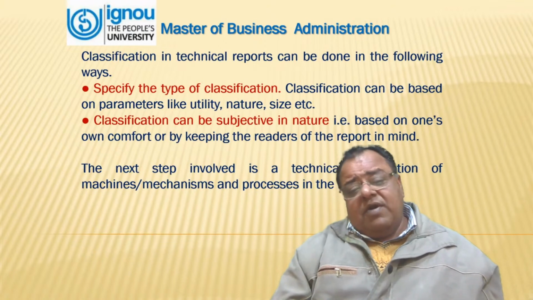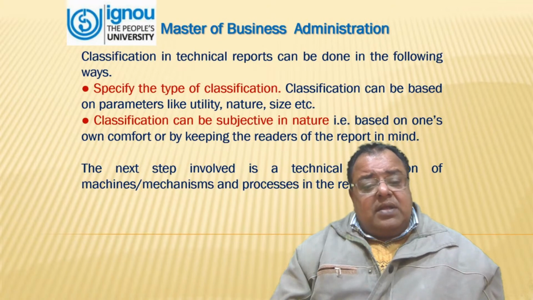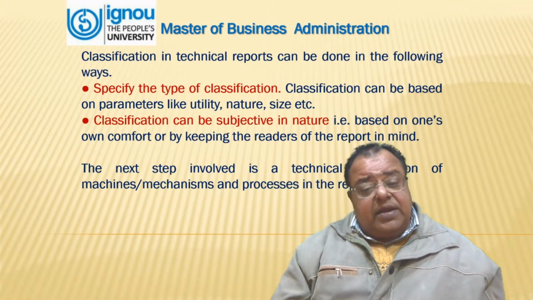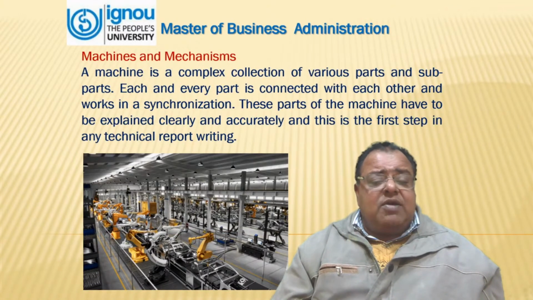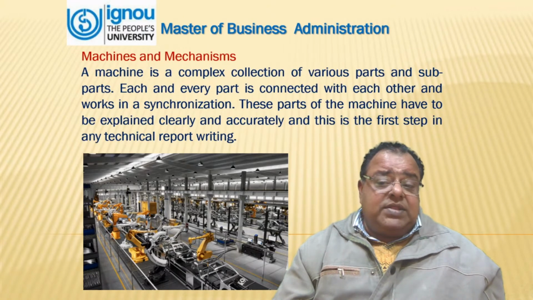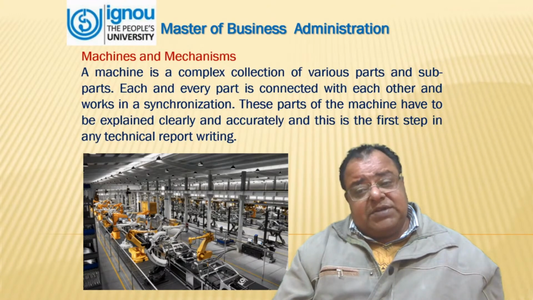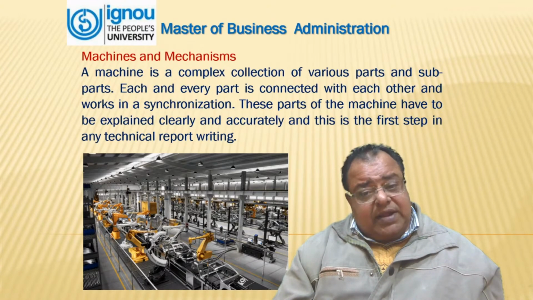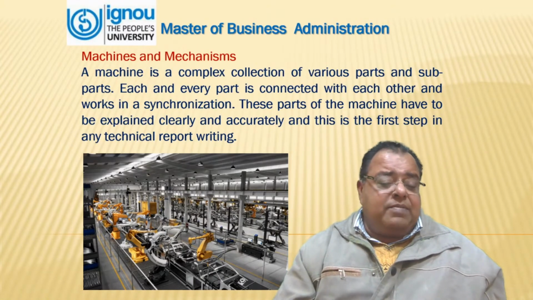The next step involved is a technical description of machines, mechanisms, and processes in the report. Machines and mechanisms. A machine is a complex collection of various parts and subparts. Each and every part is connected with each other and works in synchronization. These parts of the machine have to be explained clearly and accurately, and this is the first step in any technical report writing.